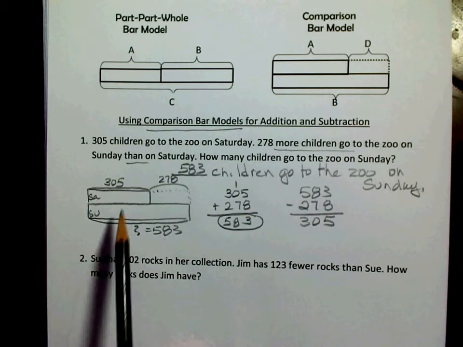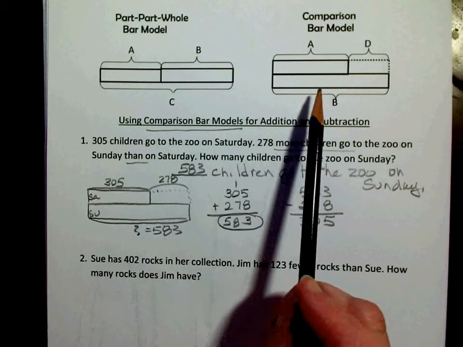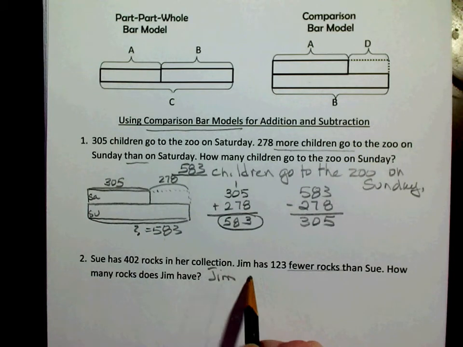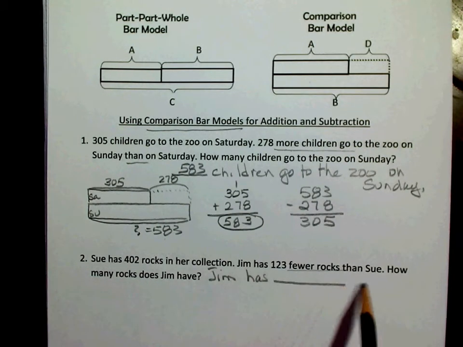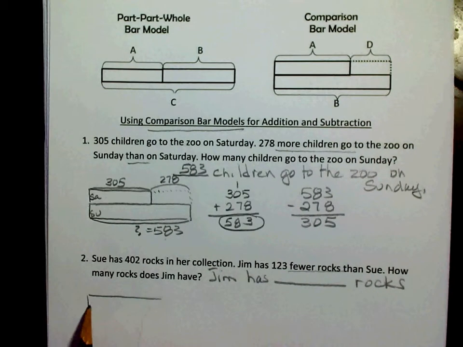So again, we're comparing two quantities, and that's why we're choosing the comparison bar model rather than the part whole. Next one, Sue has 402 rocks in her collection. Jim has 123 fewer rocks than Sue. How many rocks does Jim have? Jim has rocks. And again, I start rereading and I start my bar modeling.